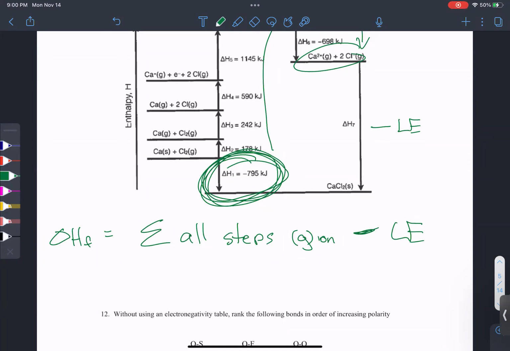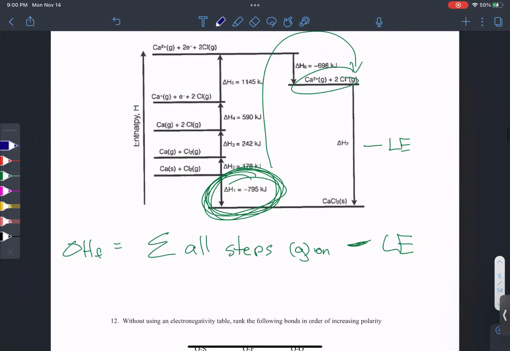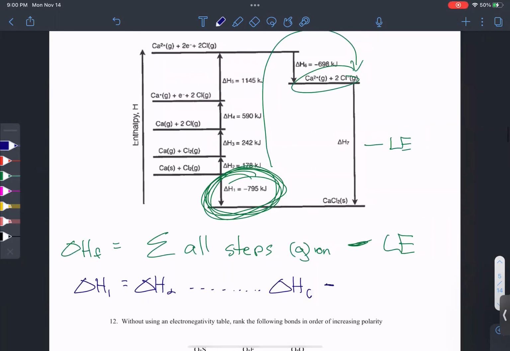Based upon all these numbers, delta H of the first step equals delta H of the second step, all the way to delta H of the sixth step. You literally just add up all those numbers minus lattice energy, and that's what you solve for.